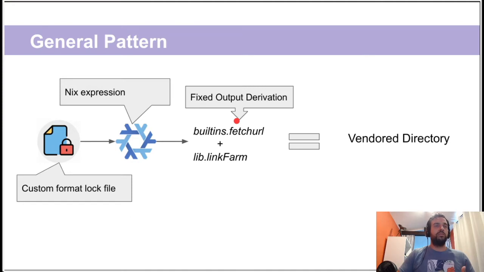You know, this works because that Nix expression contains the SHA. So fetch URL is allowed to proceed in the sandboxed environment.